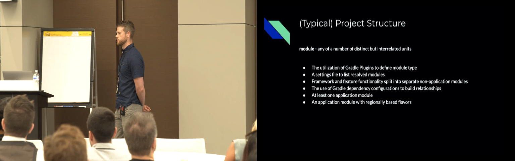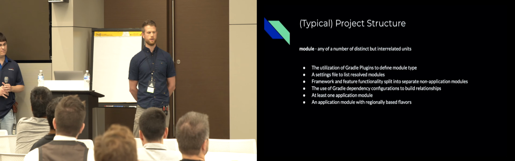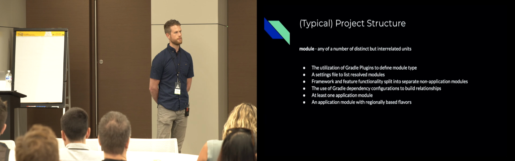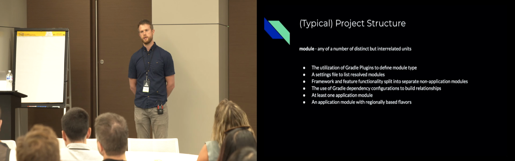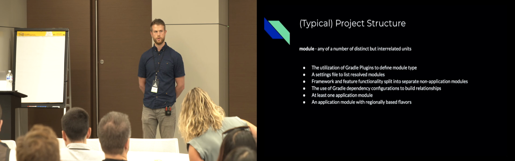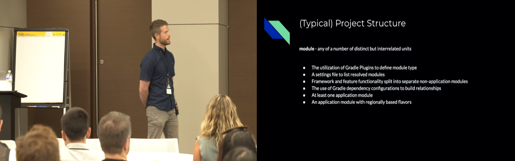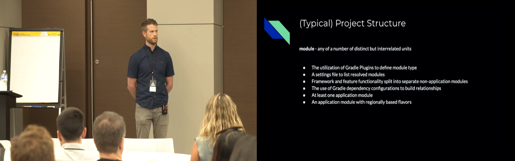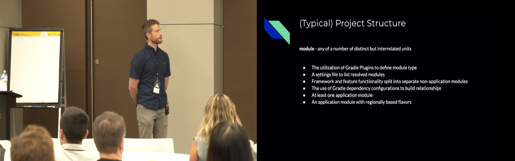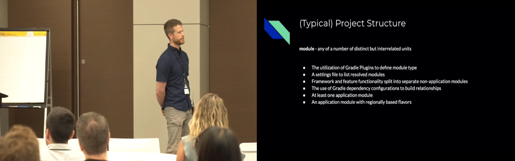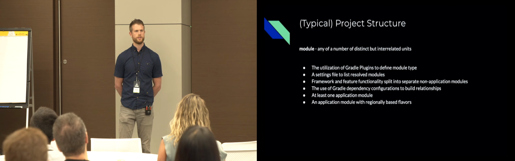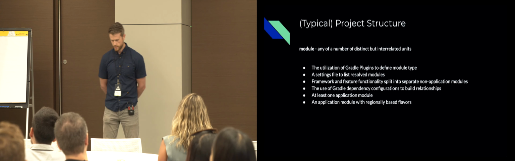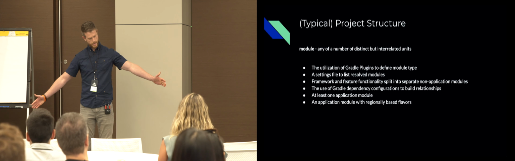The typical Android project structure will consist of the utilization of Gradle plugins to define a module type. This is usually, hey, I'm an Android library, or a Java library, or an Android application. A settings file to list the resolved modules. This is the settings.gradle file. You'll tend to list whatever modules in there you want to resolve as source. And then a framework and feature functionality split into separate non-application modules. If you're building an SDK, I think there was actually just a talk on this, your SDK logic should live and be dispersed within all of your library modules.